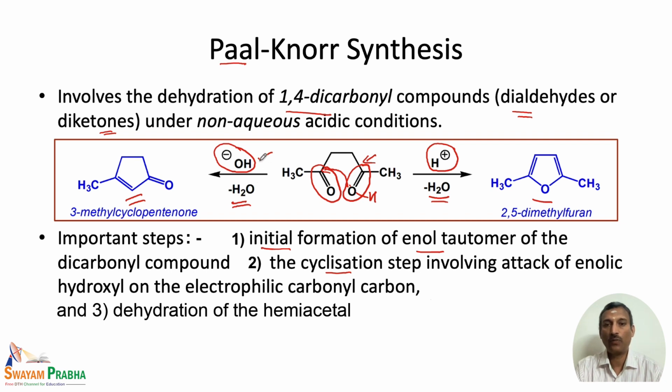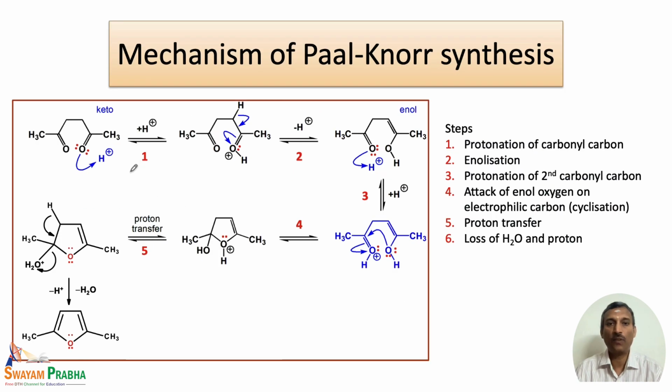So, let us look at the actual mechanism for this reaction. Here is the mechanism. As we mentioned, the reaction proceeds under acidic conditions. That means H plus ion is very essential to initiate this reaction. As we have seen, in the presence of hydroxide or under basic conditions, we do not get the furan, which is a heterocycle, but we only get the carbocyclic system. So this reaction proceeds by the addition of a proton in the initial step. The first step is the protonation of the carbonyl carbon.